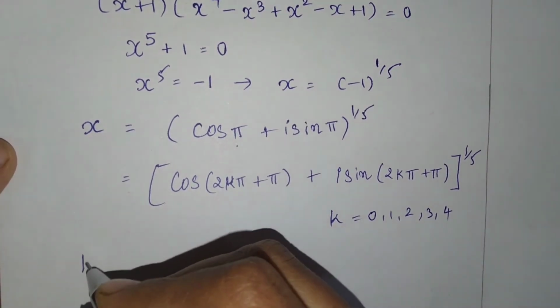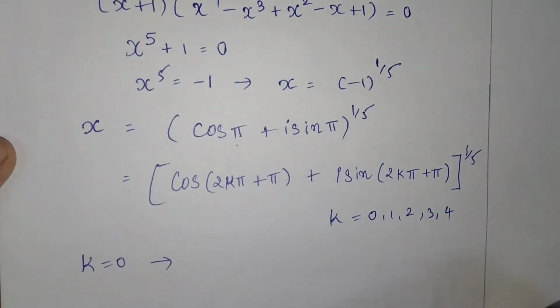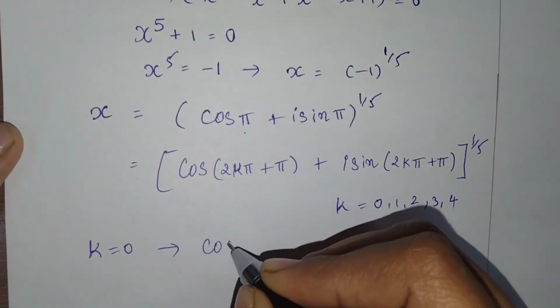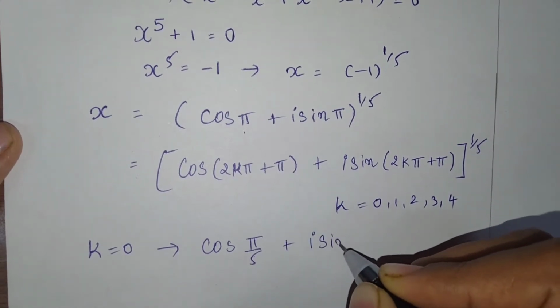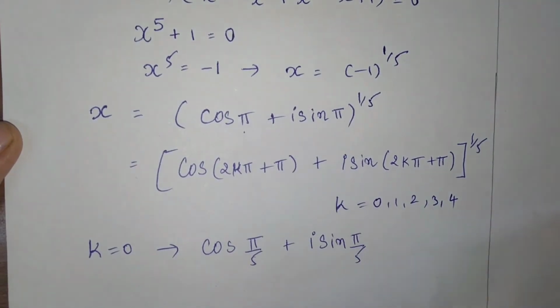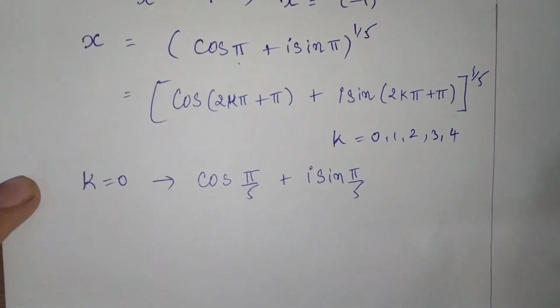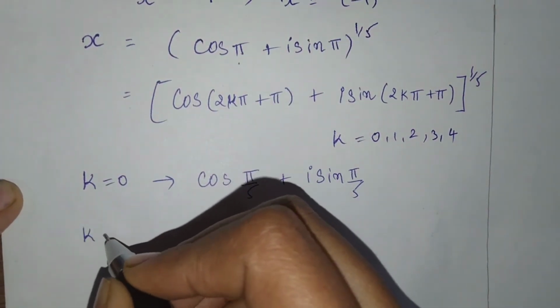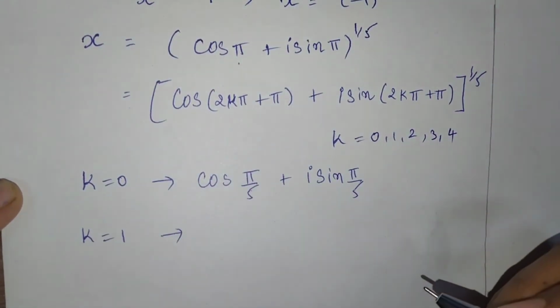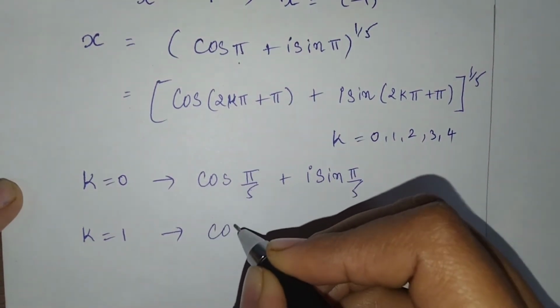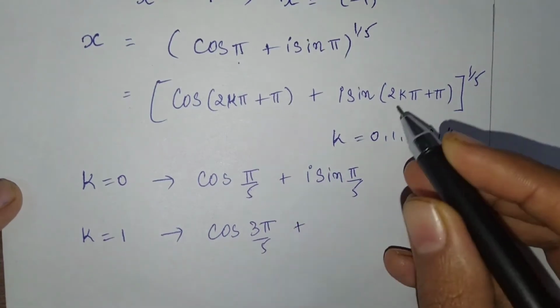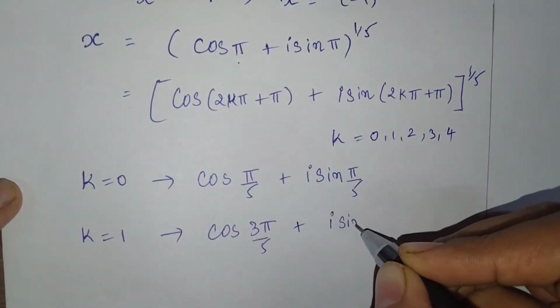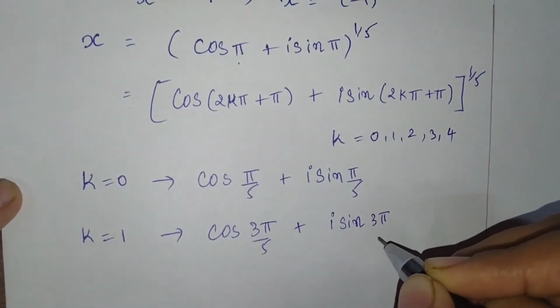Whenever we put k equal to 0, we will get cos pi by 5 plus i sin pi by 5. Now whenever we put k equal to 1, we will get cos 3 pi by 5 plus i sin 3 pi by 5.